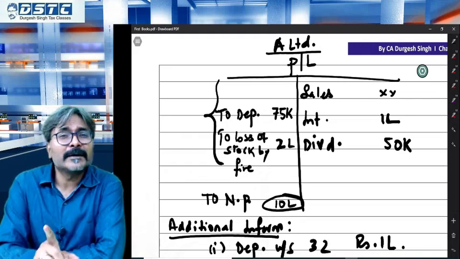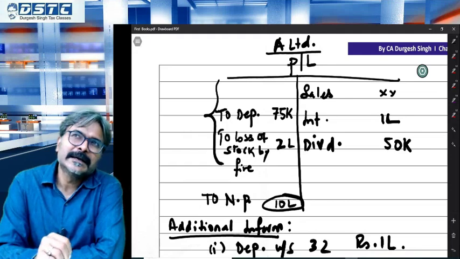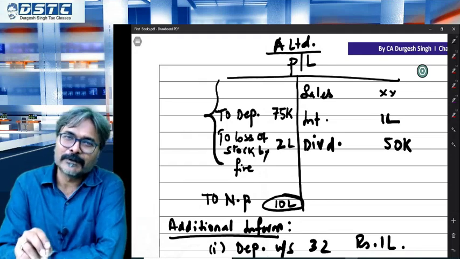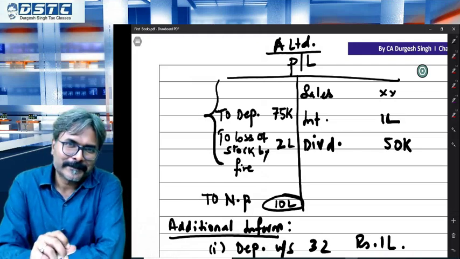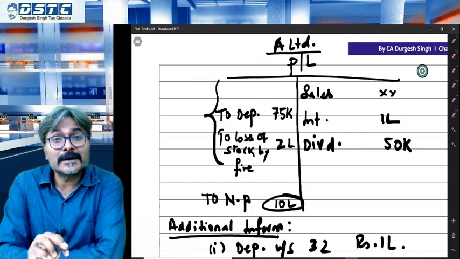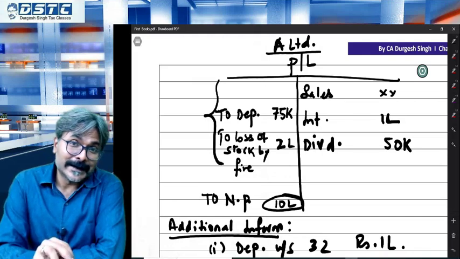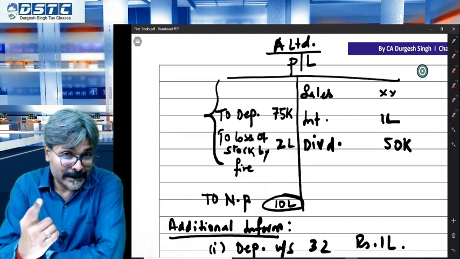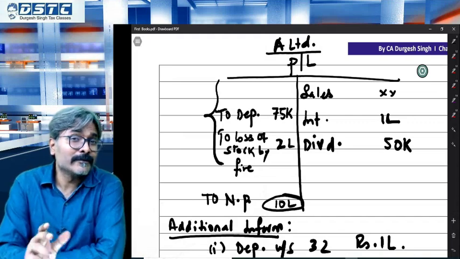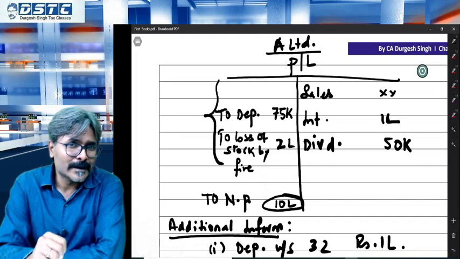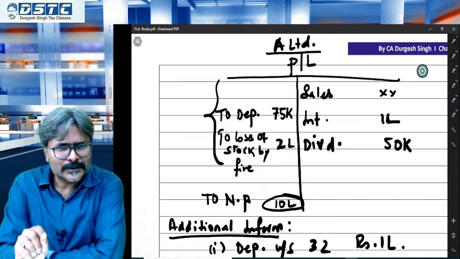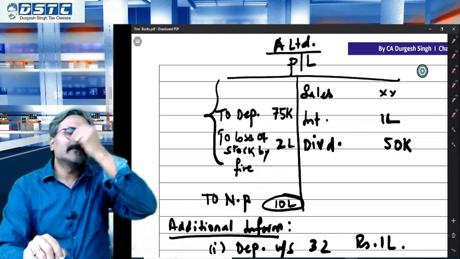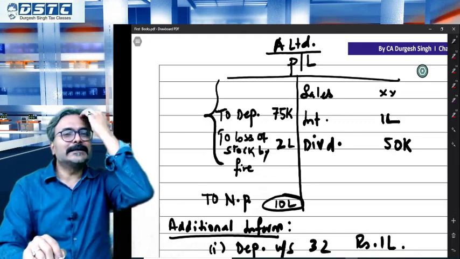Many students now are saying that this amount is allowed as a deduction. Sir, we remember only a few sections we did in IPCC, and out of those, the one section we did thoroughly was section 37.1, the general deduction. Students are saying that they think this loss of stock by fire will be allowed as a deduction under 37.1. So, students, under section 37.1, is it allowed to you as a deduction?